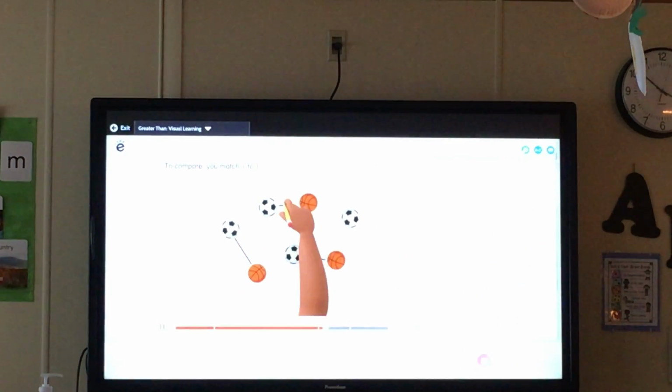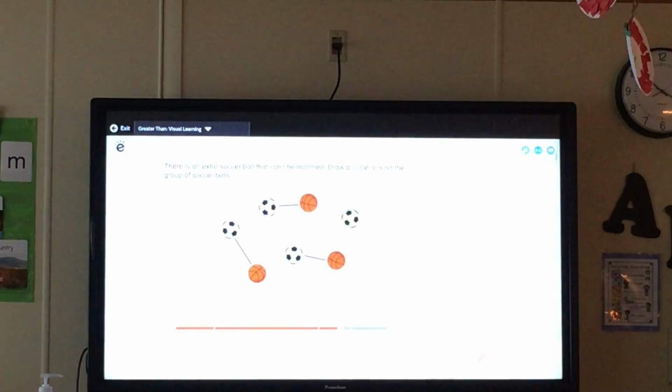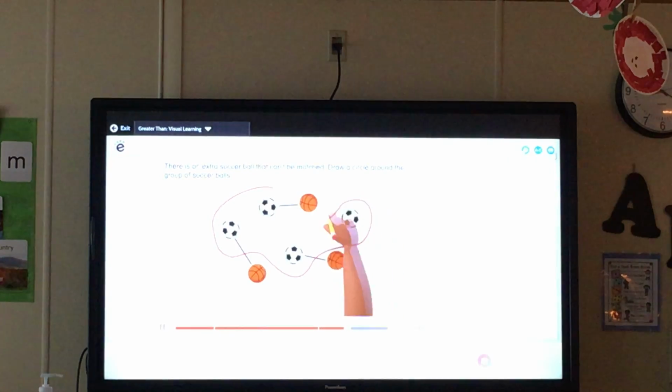To compare, you match 1 to 1. There is an extra soccer ball that can't be matched. Draw a circle around the group of soccer balls.